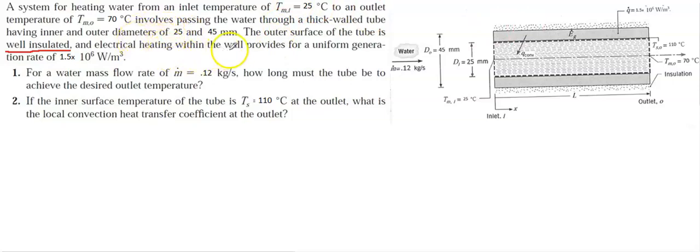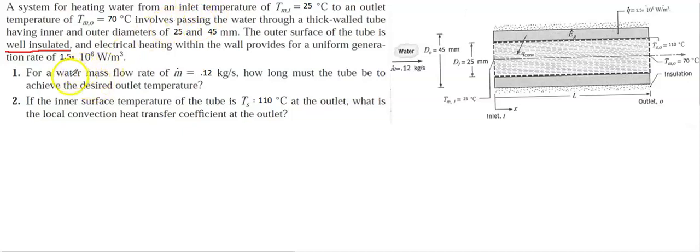And the electrical heating within the wall provides for a uniform generation rate. So this is actually the heat generation here. You see this is given as 1.5 times 10 to the power 6. This question has two parts. We need to calculate the length.